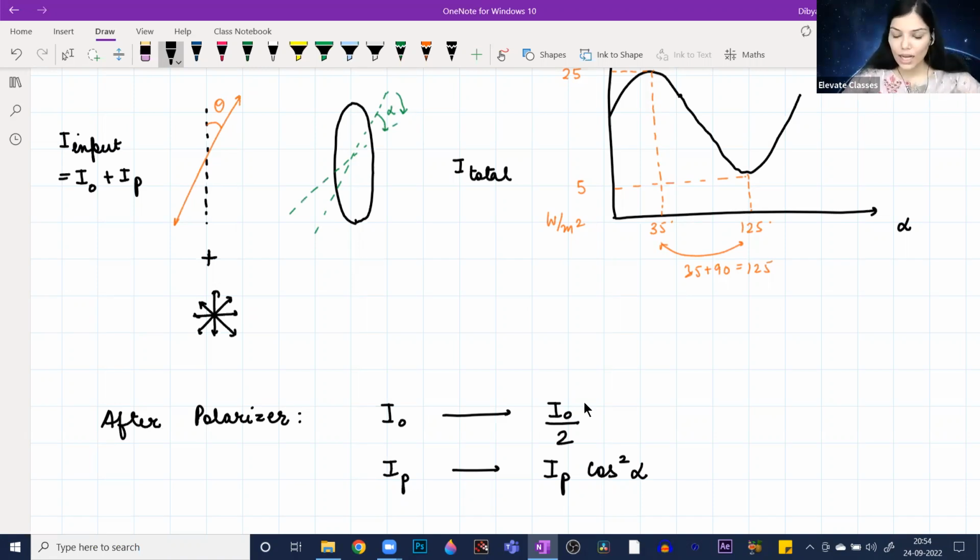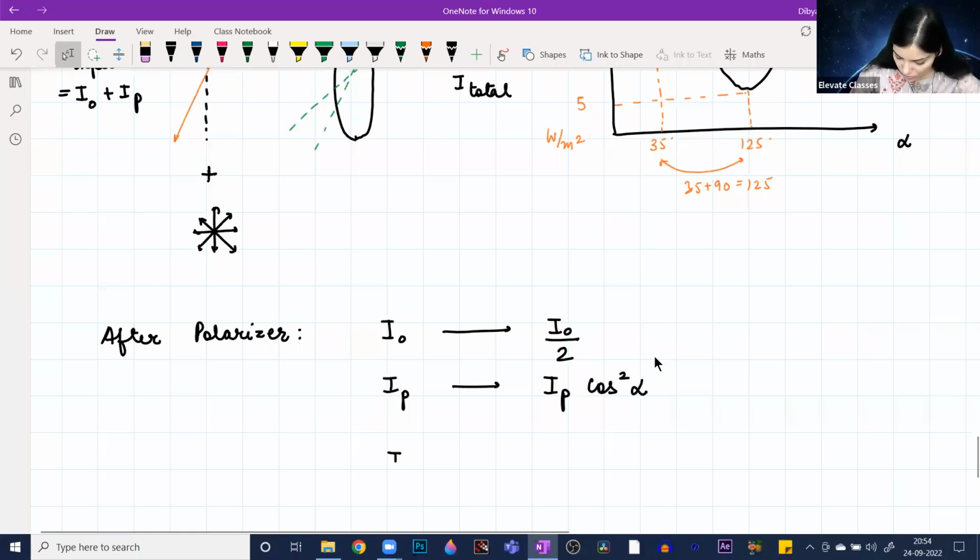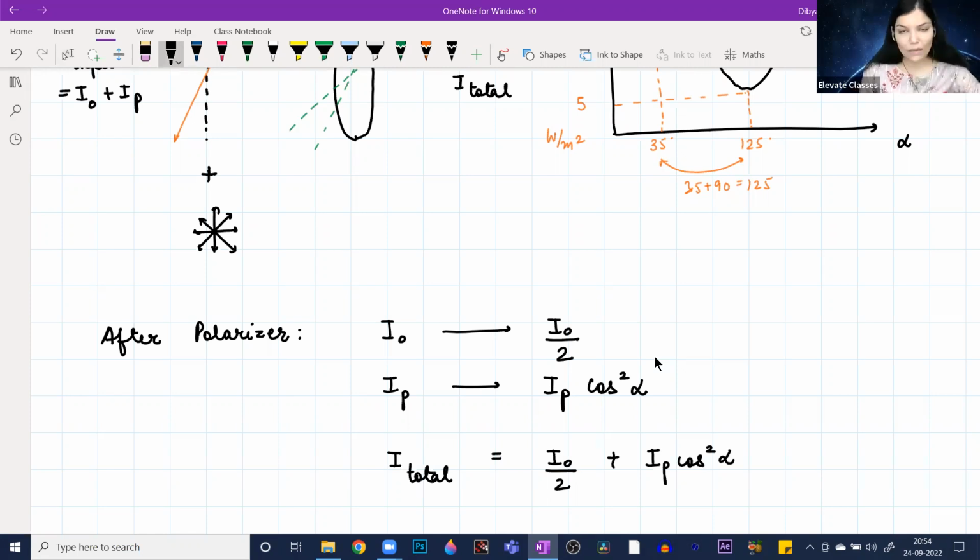ठीक है? अब I look at the graph. तो I total मेरे पास क्या होगा, which is coming out? So this I total is equal to I0 by 2 plus this IP cos square alpha. ये मेरे पास total intensity है which I am getting after the polarizer.